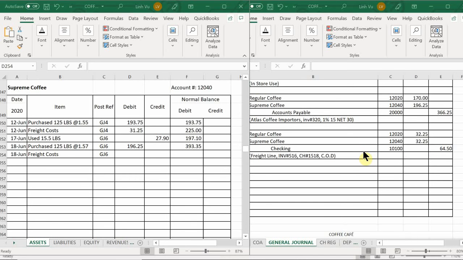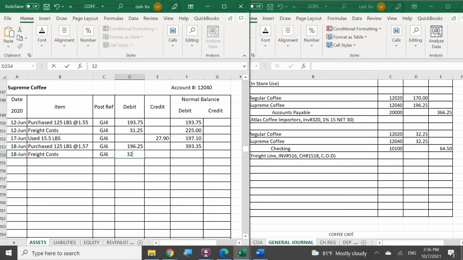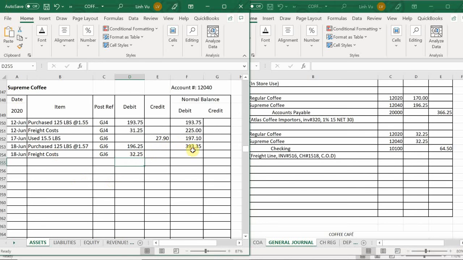Okay. All right. In this case, we're updating our Supreme coffee for 32.25. And it is 425 and 60 cents. 4.25 and 60 cents. Good. Now we're done with that. We do the subsidiary ledger.